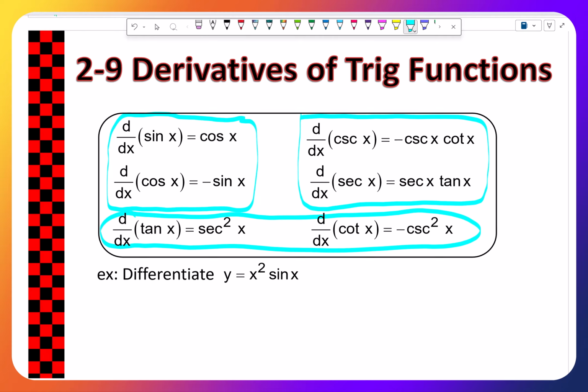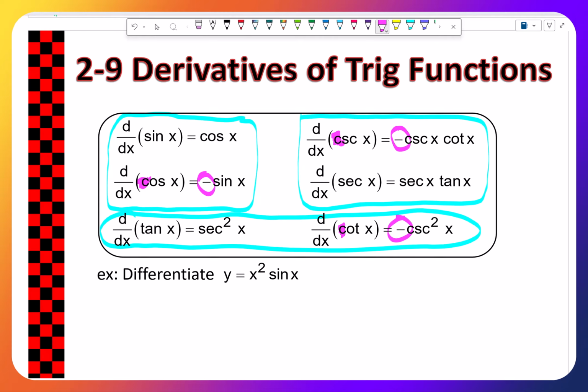Now let me get a little bit more detail about them. One thing to note is that the derivative of a trig function that starts with a c is going to be negative. All the trig functions, the derivative of all the ones that start with a c, are negative. So that's a pattern that you should remember. That will help you. The others are not. So if it starts with a c, it's going to be negative.